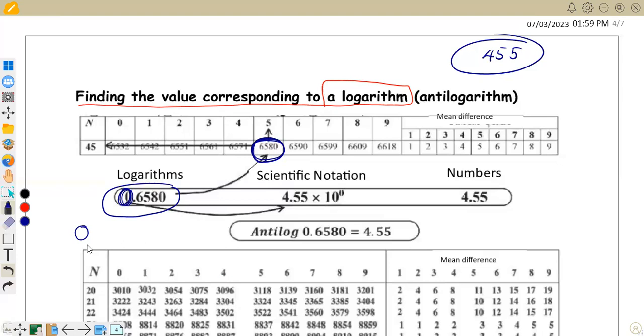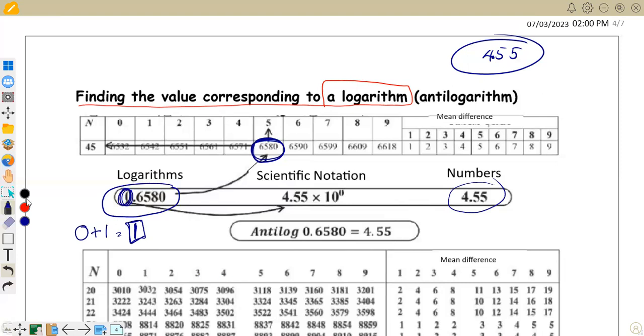Then you can remember we subtract 1 from the number of digits in the whole number part. That subtracted digit 1 is added here. Then the characteristic is given by 1. That means for the whole number part you have to separate only one digit. That means it is 4.55. When you find this one, you can write this as anti-log 0.6580 equals 4.55.